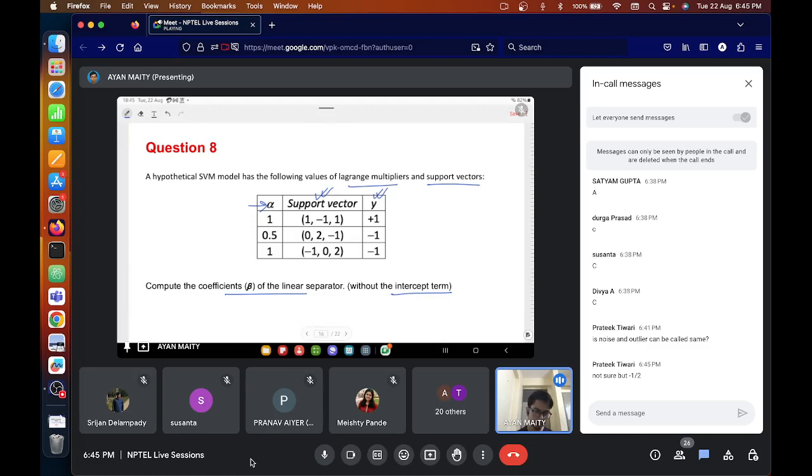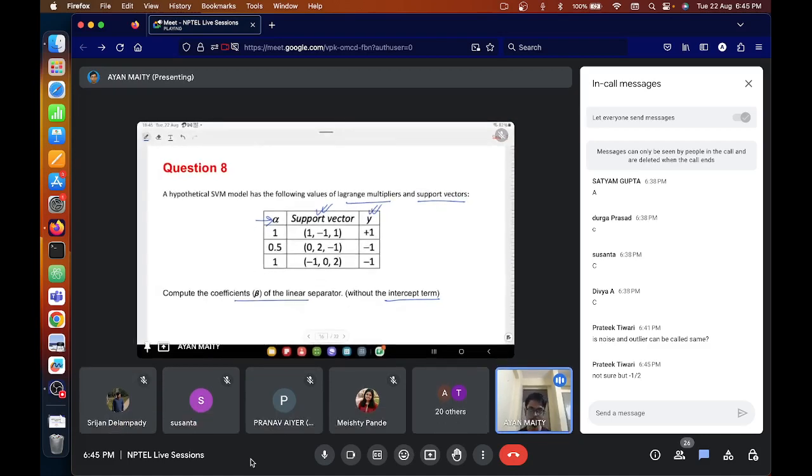Pratik Tiwari has written, not sure, but minus half. The coefficients beta would be a vector, not a single point. Because you can see these support vector points, this second column, each of these points is a vector: 1 minus 1 1, 0 2 minus 1, and minus 1 0 2. So all these points are vectors of 3 dimensions, of length 3 basically. So beta would also be a vector of length 3, not a scalar like minus half.